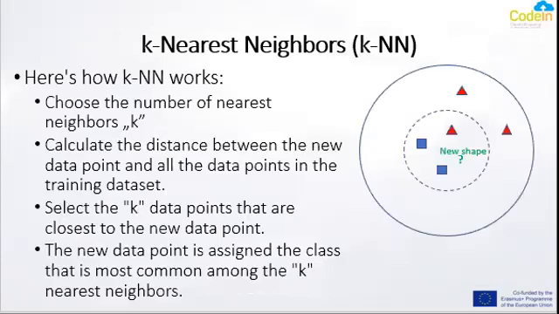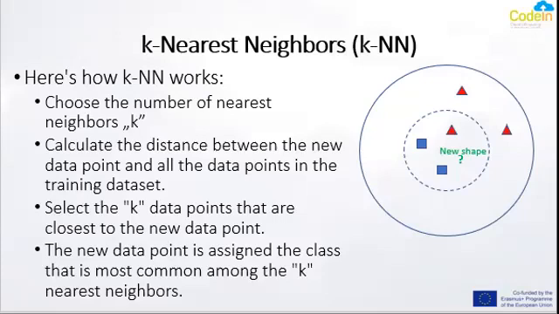Imagine you're in a room filled with triangles and squares, and you've just met a new shape. You're not sure if it's a triangle or a square. KNN is a machine learning algorithm that helps you find the closest shapes in your data. First, you have to choose the number of nearest neighbors K. In this example, for the dashed line circle, the value of K is 3, and for the solid line circle, the value of K is 5.